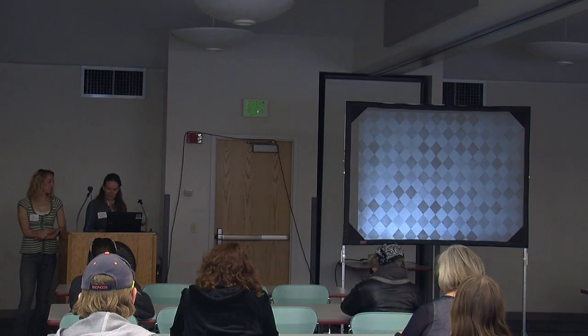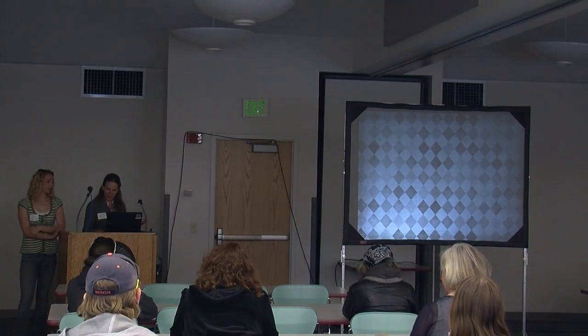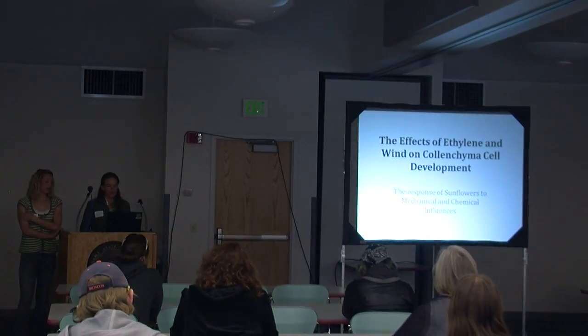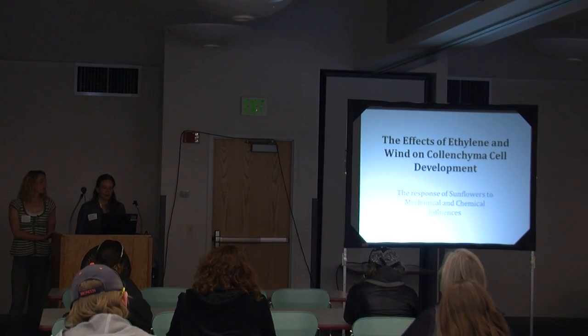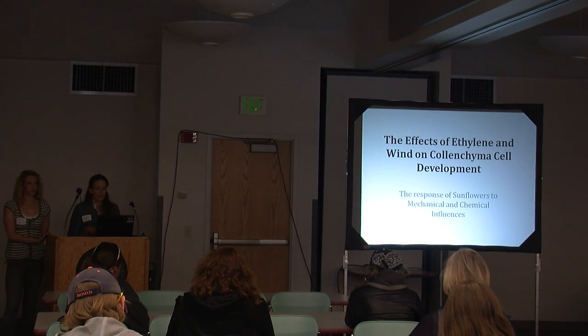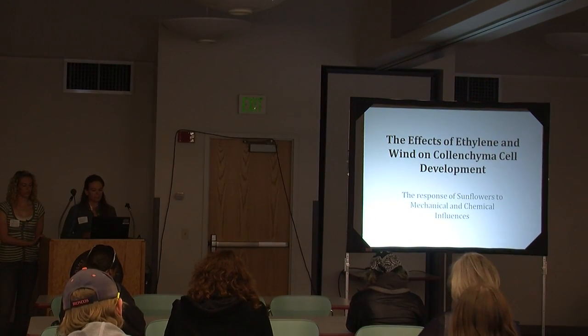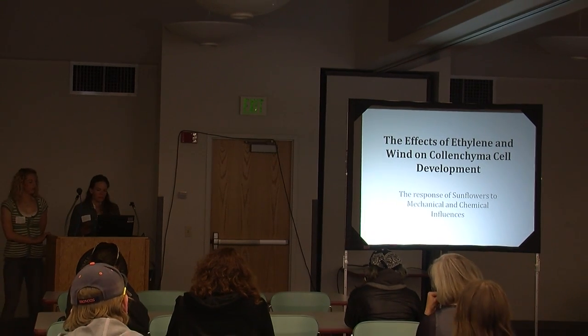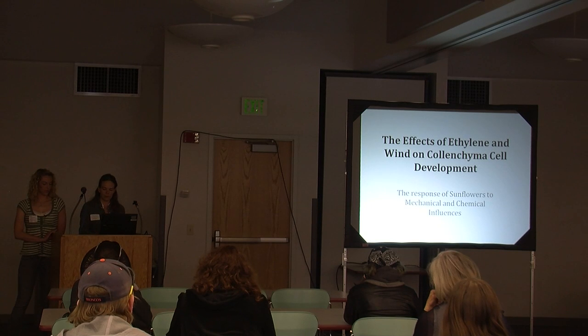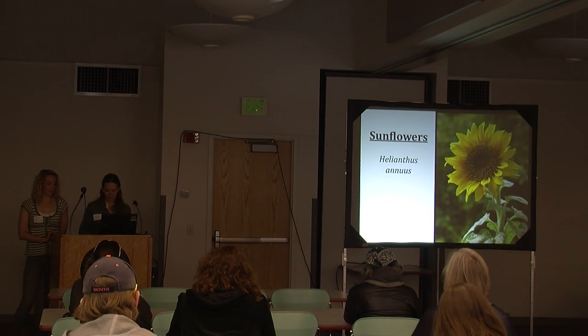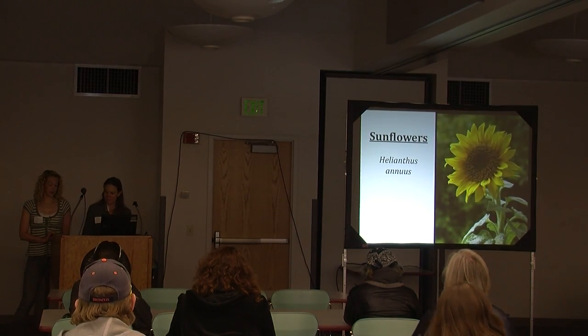Thank you. I'm Traci, and this is our presentation. We did our experiment, actually three kind of intertwined, more bang for your buck. It was the effects of ethylene and wind on Collenchyma cell development. We used sunflowers in particular to test both mechanical and chemical/hormonal influences. The scientific name of the sunflower is Helianthus annuus.